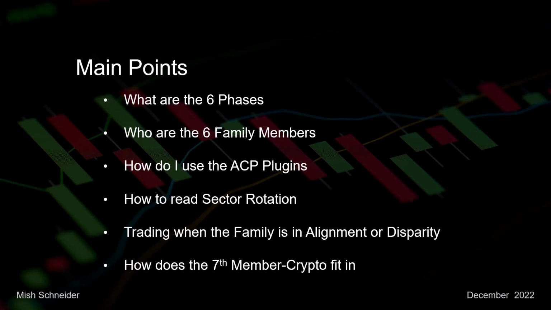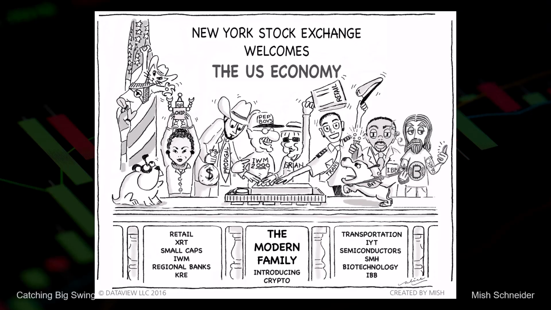And then, of course, the difference is very huge about what happens and how you trade when the family is all in alignment or whether they're disparate. And then finally, at the end, we'll do a quick review of the 7th member of the family, and that, of course, is cryptocurrency. So I want to just start by showing you, those of you who don't know who the Modern Family members are, very quickly.